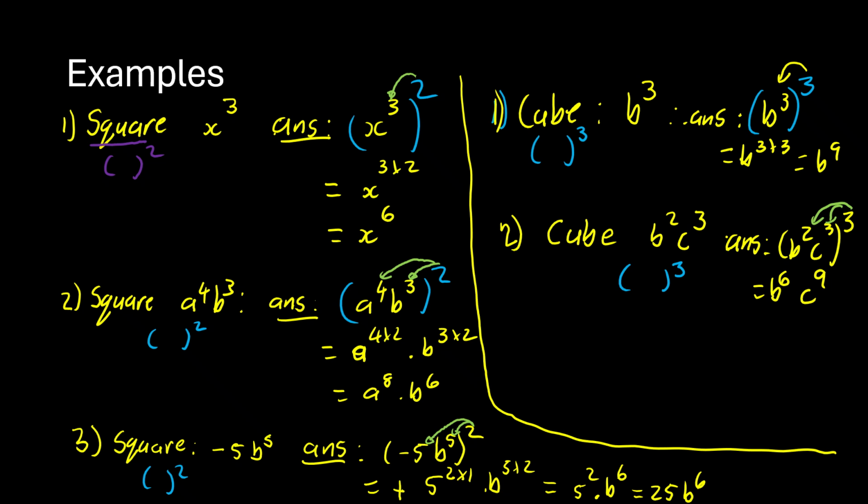Now, of course, what I can also do is make these expressions a little bit more tricky looking. For example, the following. I can ask you to simplify 4a to the power of 3, b to the power of 4, all to the power of 2.